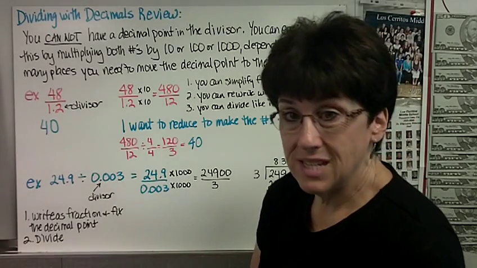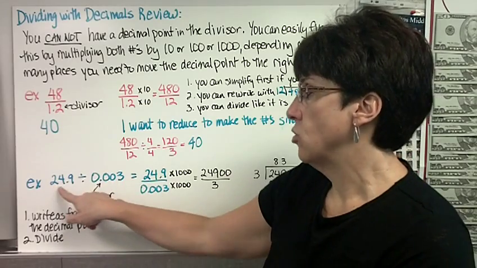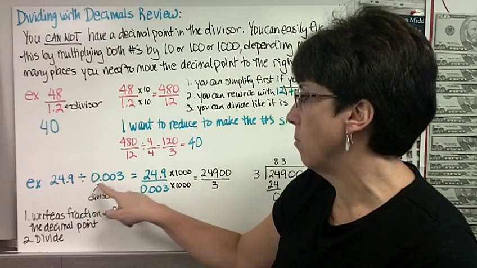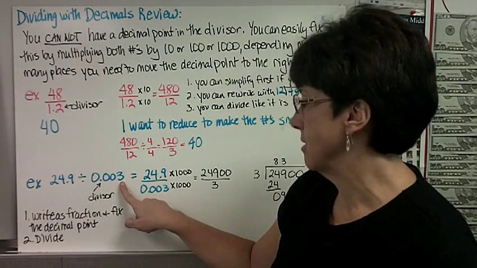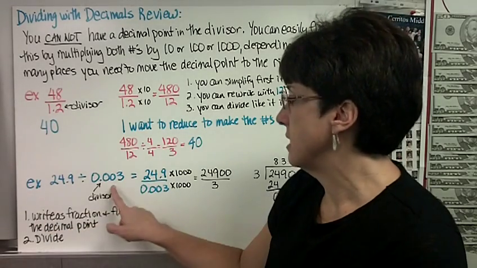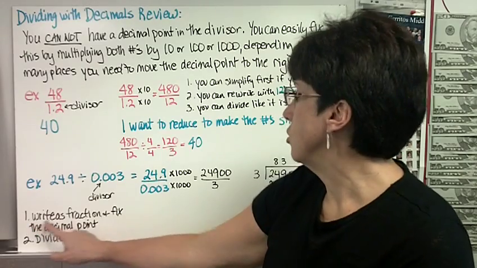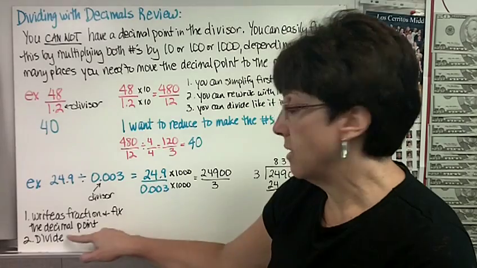Well, what if you have a problem that doesn't look like a fraction? What if you have a problem written like this? Okay? 24.9 divided by 0.003, or 3 thousandths. Well, this is the divisor. Whatever you're dividing by is the divisor. What I like to do is write it as a fraction and fix the decimal point, and then divide.